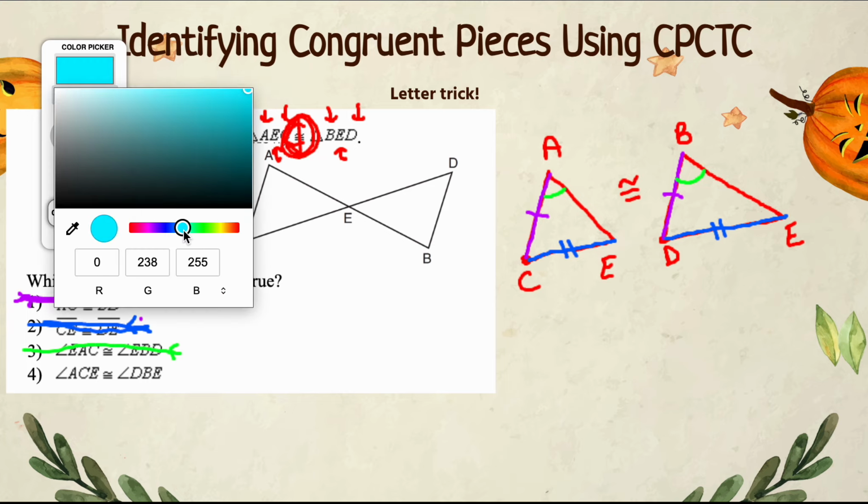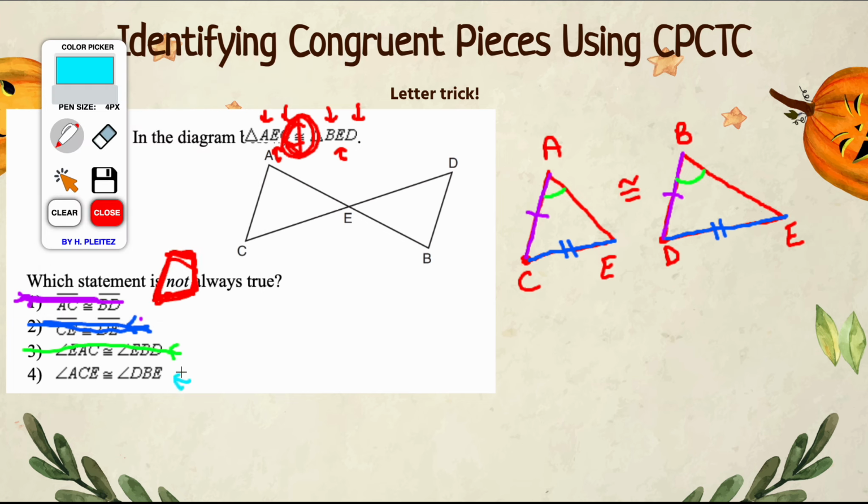Last but not least, we have in this light blue color, angle ACE, which is here. It says it's congruent to angle DBE, which is here. Right? Now you can clearly see those blue angles are not in the same general position, right? So we cannot use CPCTC to say that they are congruent. So this statement here is not always true.